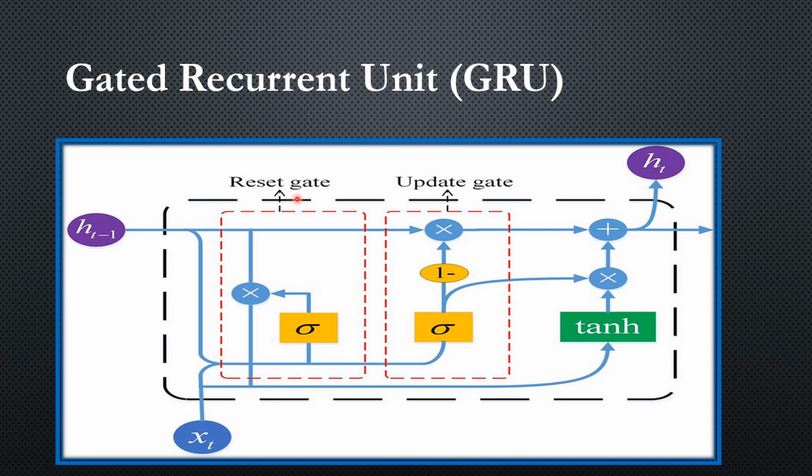So in summary, the gated recurrent unit is a type of recurrent neural network that uses gates to selectively update its internal memory cell. It simplifies the structure of LSTM by combining the input and forget gates into a single update gate and removing the output gate. This makes the gated recurrent unit computationally efficient and effective at processing sequential data.